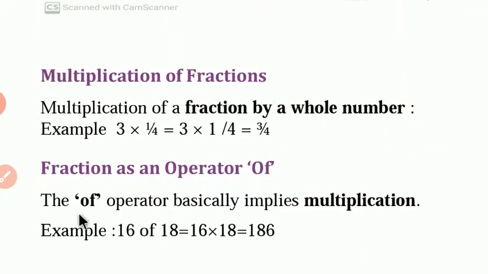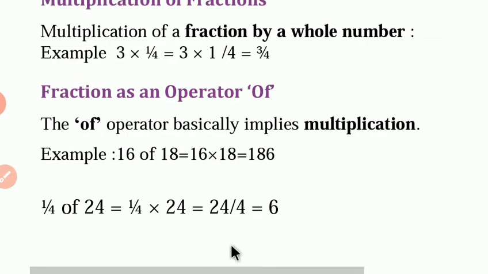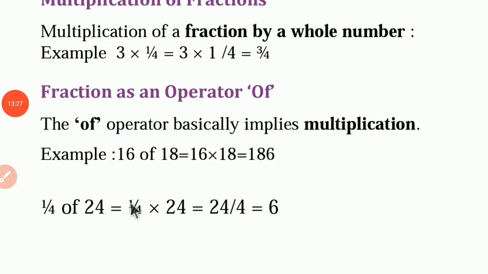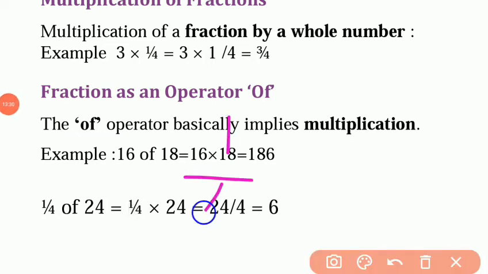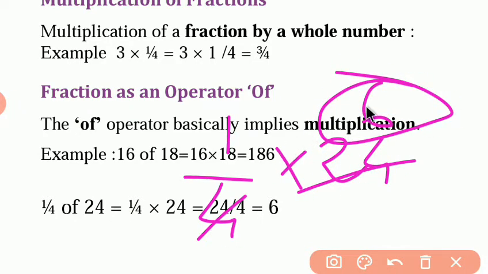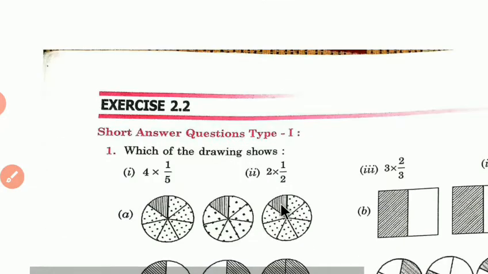Then fraction as an operator of. If in any fraction 'of' is given, then what is the meaning of this? The 'of' operator basically implies multiplication. For example, 16 of 18. So 16 multiply 18, which is 288. Or 1/4 of 24. So we can write 1/4 into 24, or we will multiply numerator with numerator. So 1/4 into 24. We can cut: 4 ones are 4, 4 sixes are 24. So 1 into 6 is 6.